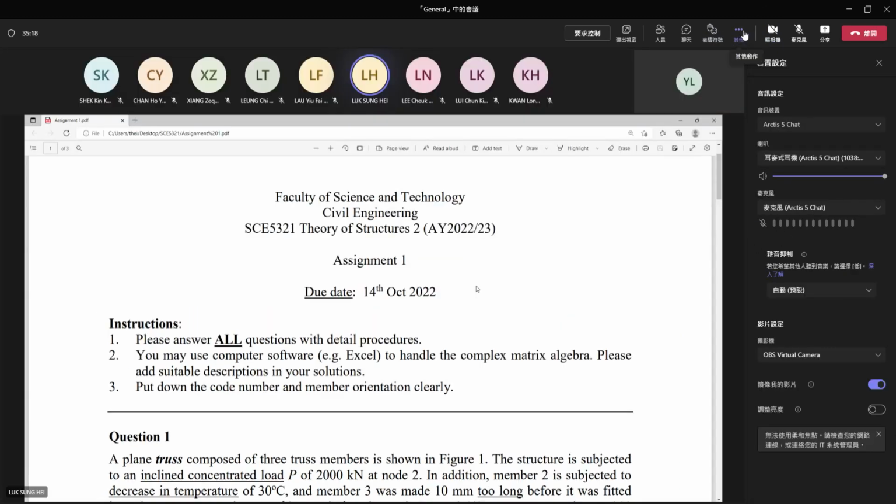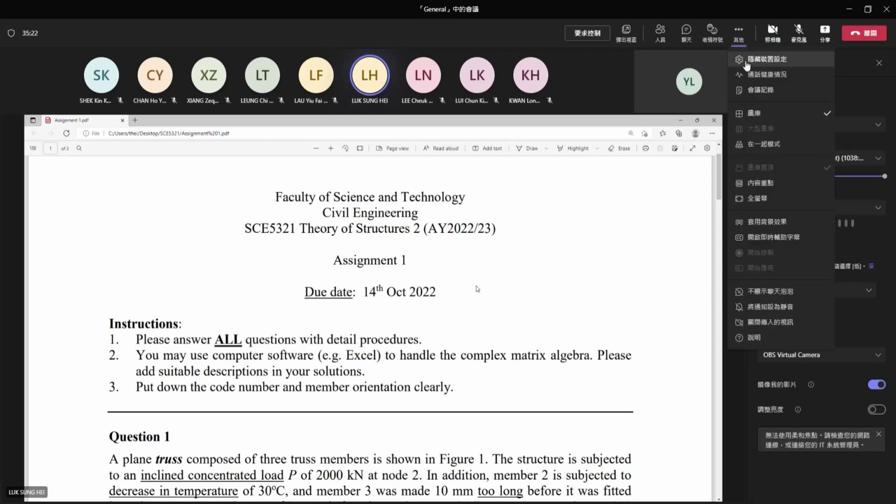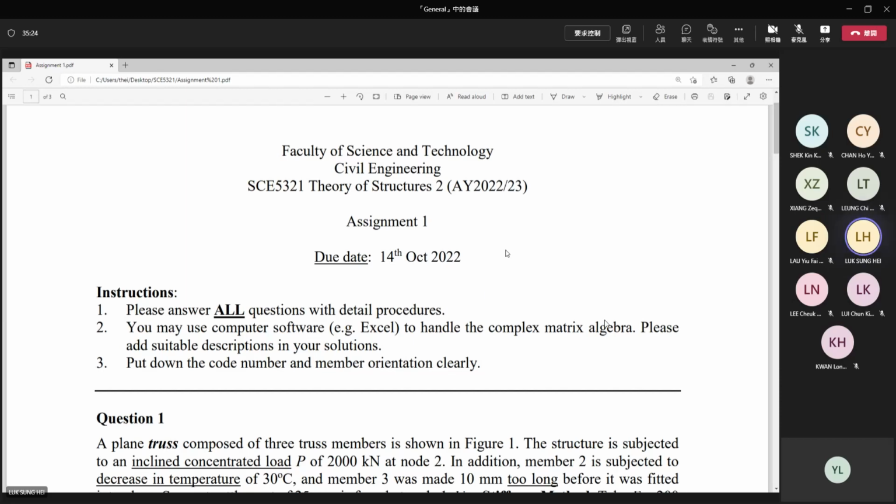Before starting our class, I want to remind you that we have one assignment which is going to be submitted very soon. The due date of this assignment 1 is 14 October. I think it's next week, yes, next week Friday. Make sure that you submit on time. You can upload your solution on Moodle.